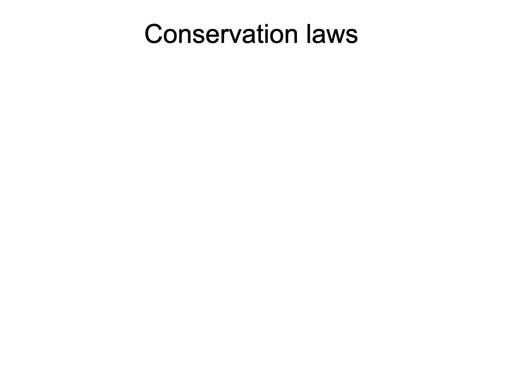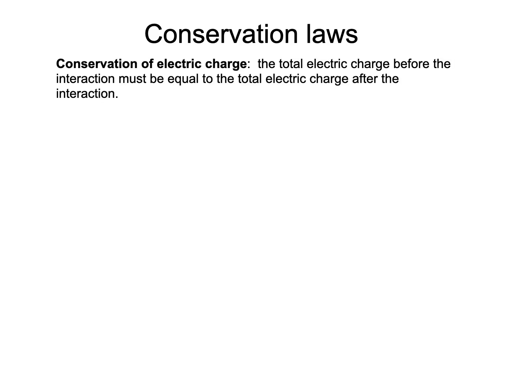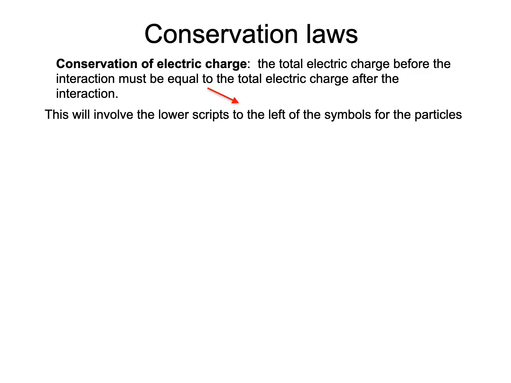All this emphasis on notation for particles is so that eventually we will be able to describe interactions between particles that need to respect some conservation laws. One of the conservation laws that has to be respected is the conservation of the electric charge. Electric charge is not created nor is it destroyed. So the total electric charge of the particles before the interaction must be equal to the total electric charge after the interaction. This means that we need to pay attention to the lower scripts to the left of the symbols.